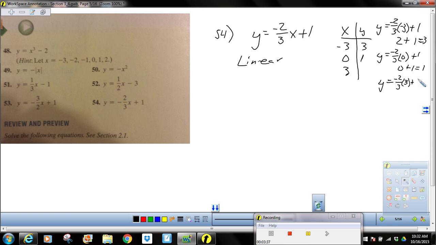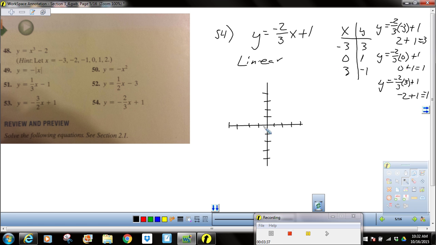Plus 1. -2 times 3 is -6, divided by 3 is -2, plus 1 is negative 1. If I can squeeze it in there, there we go. Graph. Got rid of my green graph from earlier. Excuse me. 1, 2, 3, 4. 1, 2, 3, 4. 1, 2.